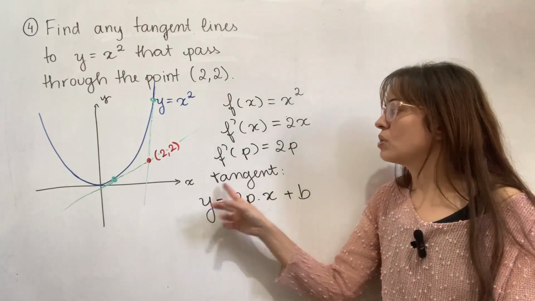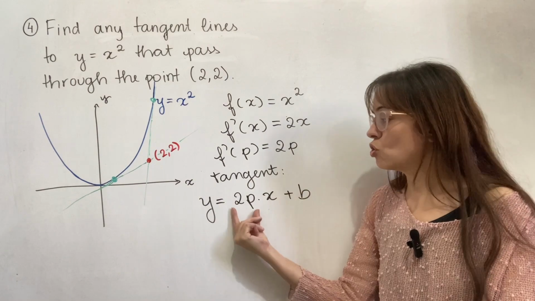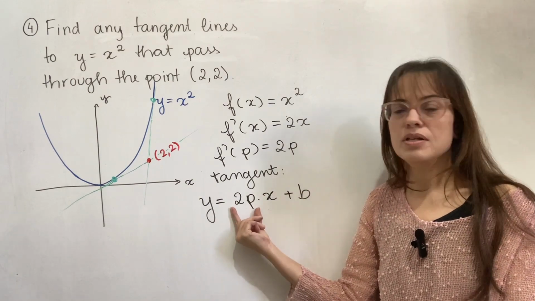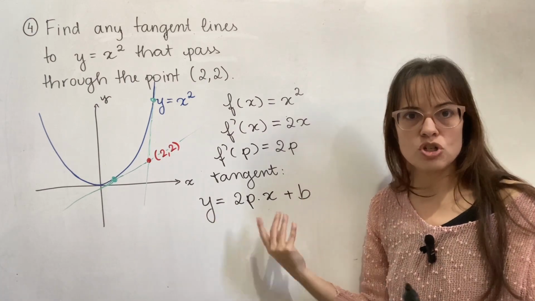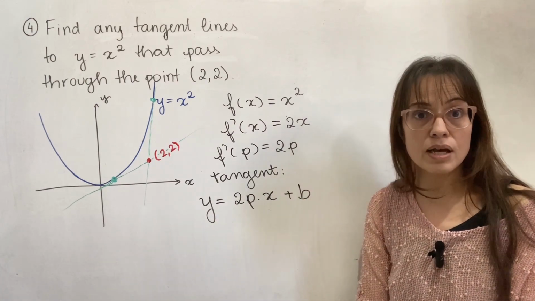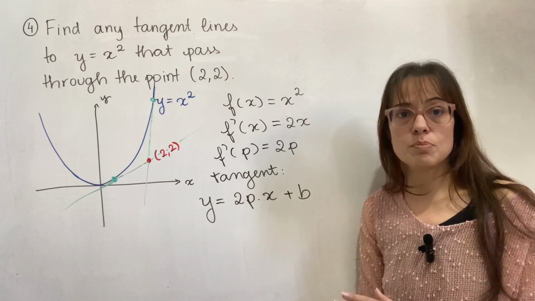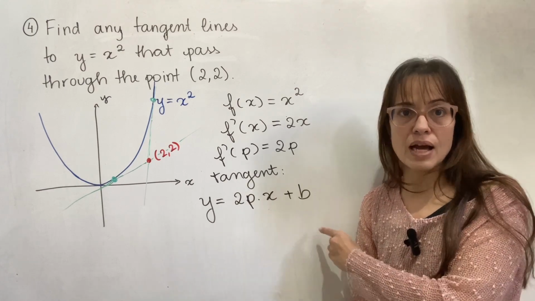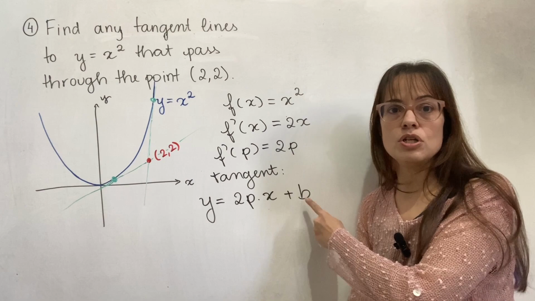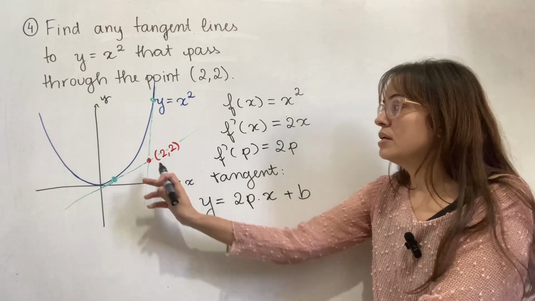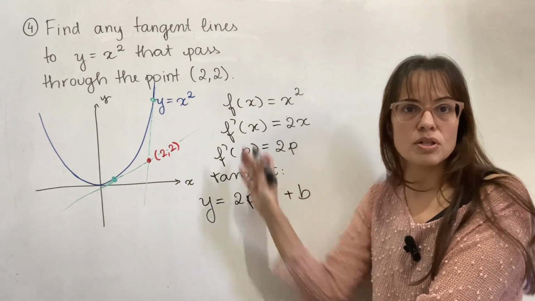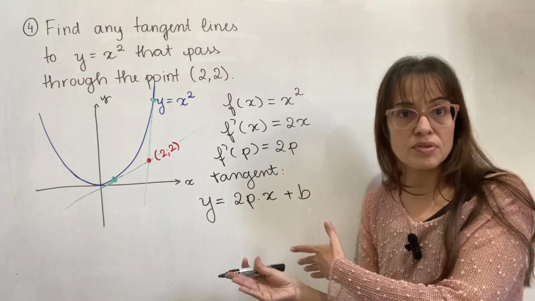And then I want to write down the tangent line. The slope of the tangent line at p is 2p. The rest is just y equals ax plus b, which is just the equation of a straight line. And now I need to substitute a point from the line into this equation in order to find the value of b. The point of the line that I know is the point (2, 2) that the tangent line must pass through. So let's plug that in.